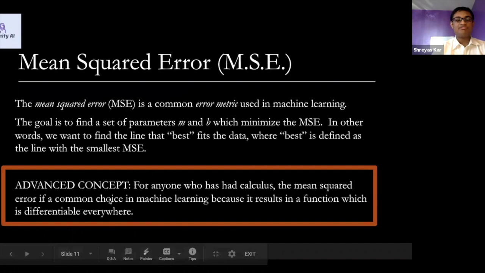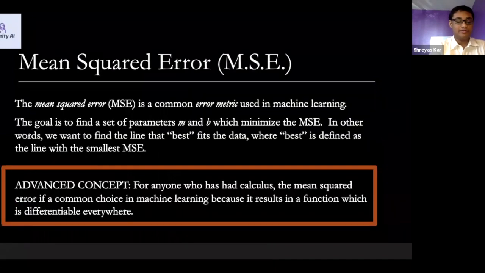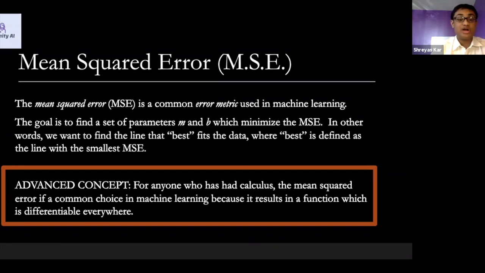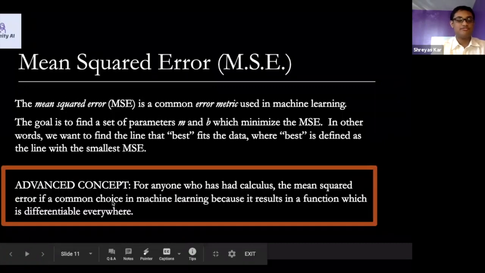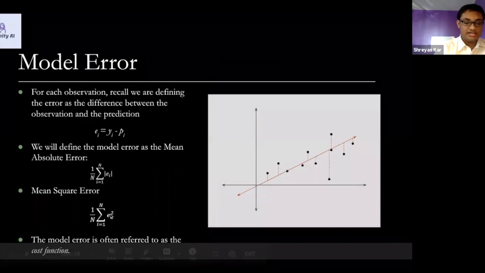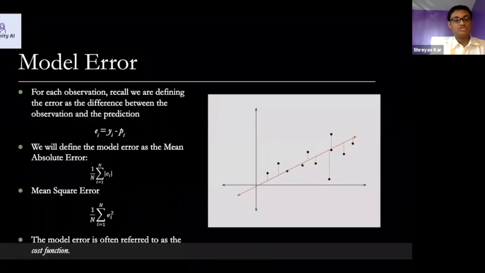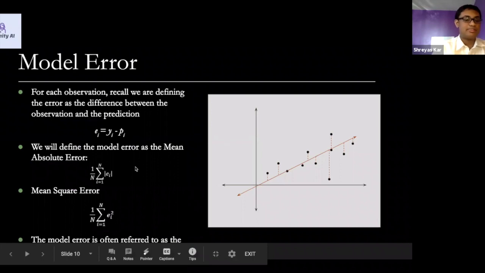However, one thing that you might notice is since you have two cost functions, how do you know which one to use? The short answer is that you generally use the mean square error cost function. It's more commonly used than the mean absolute error. To see why, let's consider this. For anyone who has taken calculus, the mean square error is a very common choice in machine learning because it results in a function that is differentiable everywhere, meaning that you can compute the derivative at all the points. This mean square error function is very similar to a quadratic or a parabola. And if you've taken calculus, you would know that a parabola is differentiable everywhere. The mean absolute error cost function is not actually differentiable everywhere.